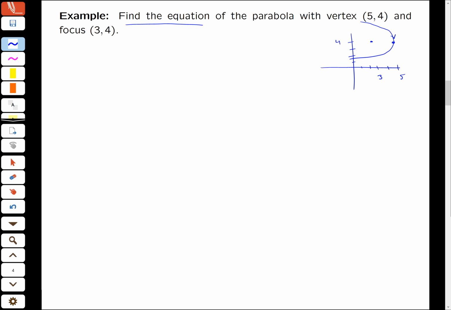So is this a horizontally opening or vertically opening? Horizontal. Horizontal means I'm going to have (y minus k) squared is equal to 4p times (x minus h). Now, is it opening left or right? Left. Left tells you that p is negative. Down and left is negative for p, up and right is positive for p, so I know p is going to be negative. And I also know that p is the distance from the vertex to the focus.